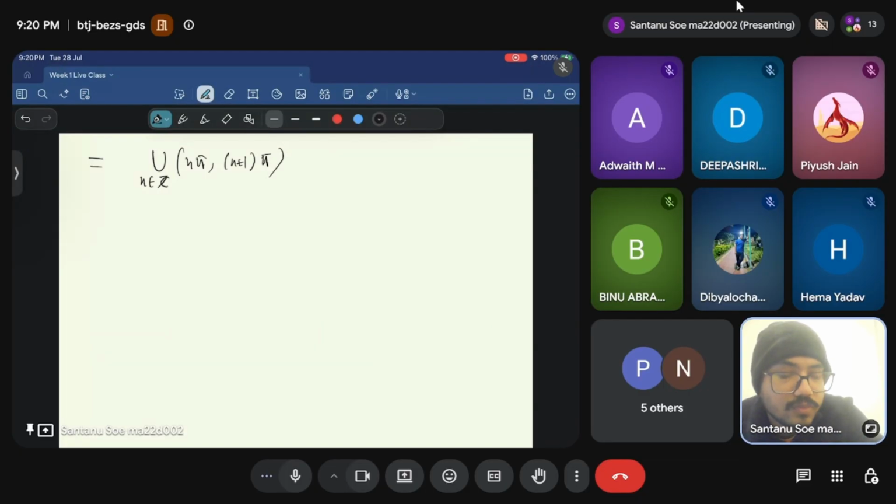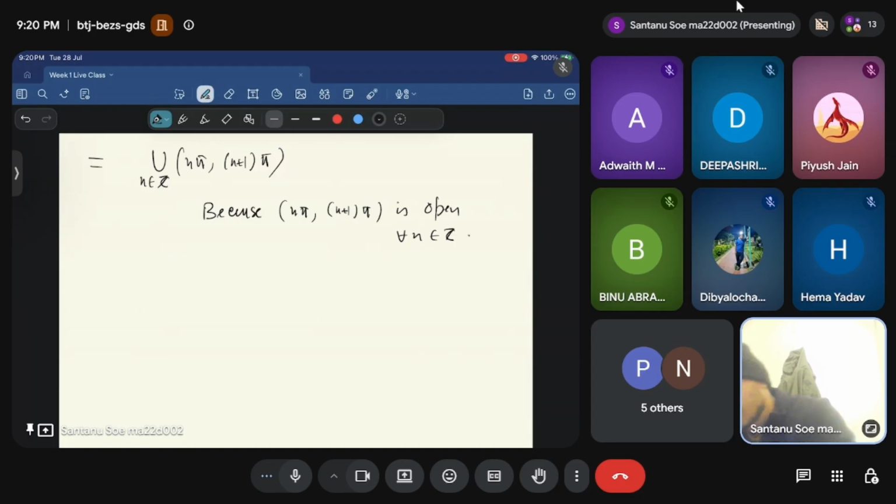Now this is a union of open sets, correct? Each set is open, so the whole set is going to be open, correct? Because (n pi, (n+1) pi) is open for each n, and any union of open sets is always open. Do you know this result? I think it was proved in the week 2 lectures that if F alpha is a collection of open sets, then the union is always open, but the intersection need not be. So this implies that E is open.